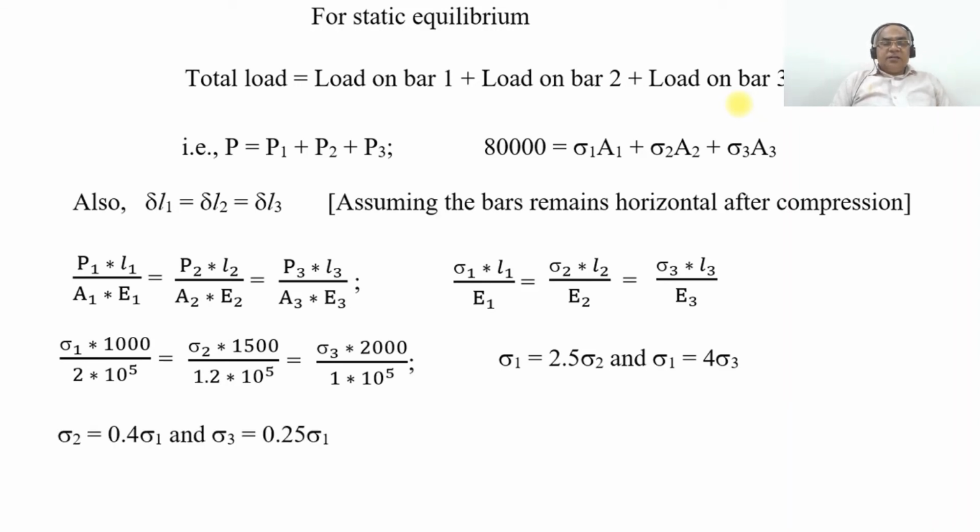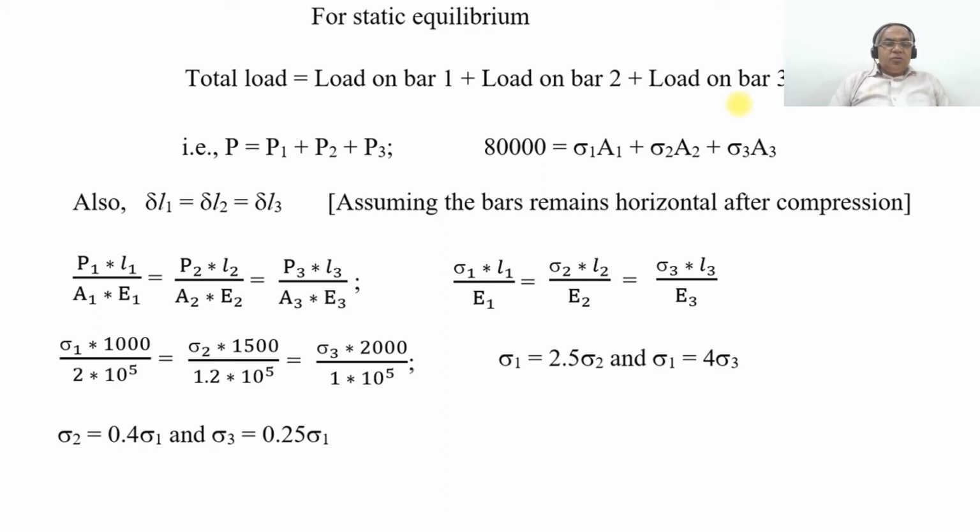So once you get that, what we have to do is express everything in terms of sigma 1. So sigma 2 will be equal to 0.4 sigma 1 and sigma 3 will be equal to 0.25 into sigma 1.